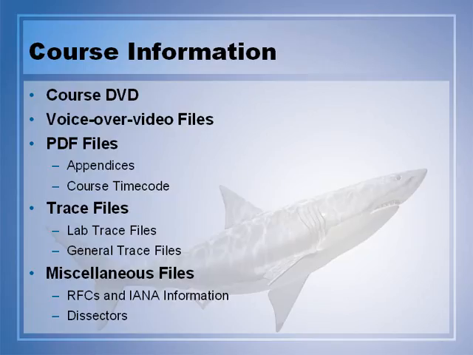Finally, you'll find a miscellaneous files directory. And in that directory, you will find additional information that may not be in PDF format, such as some of the RFCs, the requests for comments, and some IANA documentation. In addition, that's where you'll find some of the Wireshark dissectors. The dissectors are basically the decode codes. Those pieces of code are used in Wireshark to interpret packets and interpret the communications.